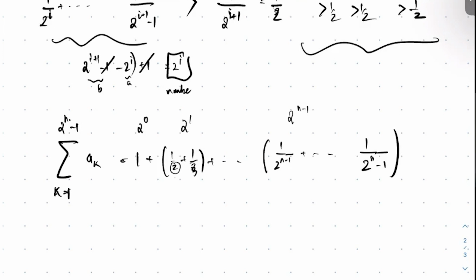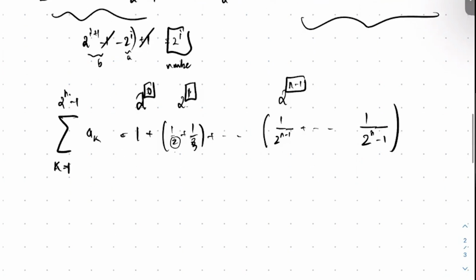Then the next bracket starts from 1 by 4, which is 2 to the power 2. So this is the first bracket, second bracket, and here it's 2 to the power n minus 1, so it's the nth bracket. So there are n brackets out there. You can easily understand. Each is greater than or equal to 1/2, so all of them together are greater than n by 2.